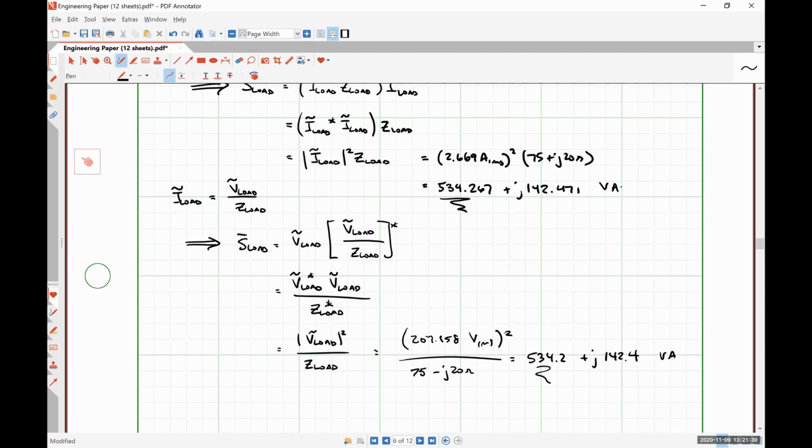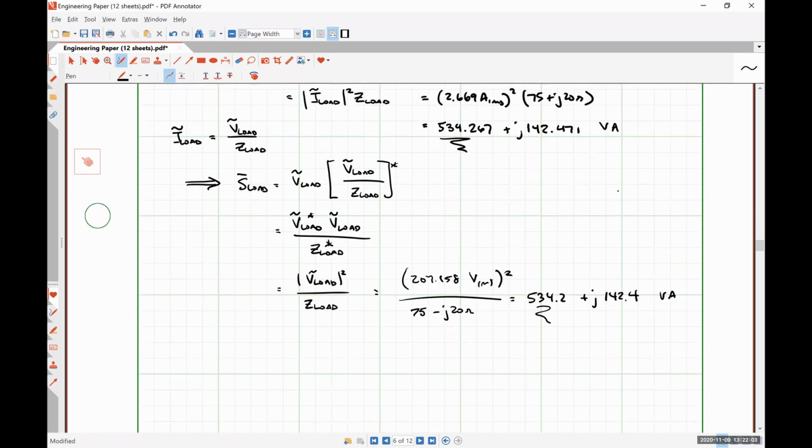Let's see, what else do I want to talk about? Okay, so we've talked about the complex power. The real part, again, is the average power. The imaginary part is the reactive power. The magnitude of the complex power is the apparent power. So let's talk about our power factor relationships and how those guys can be used.